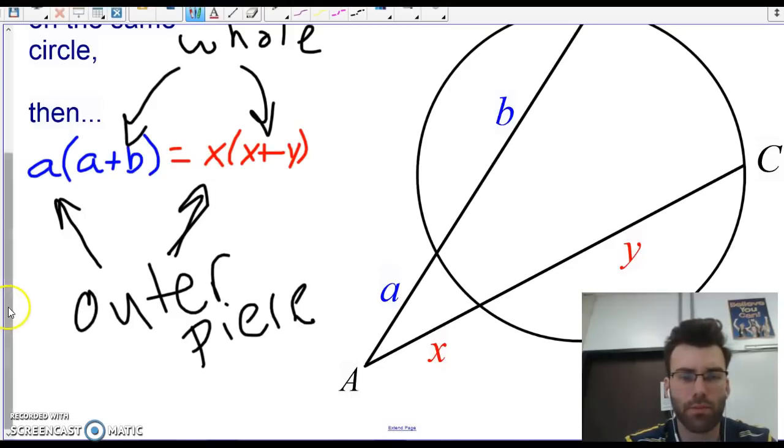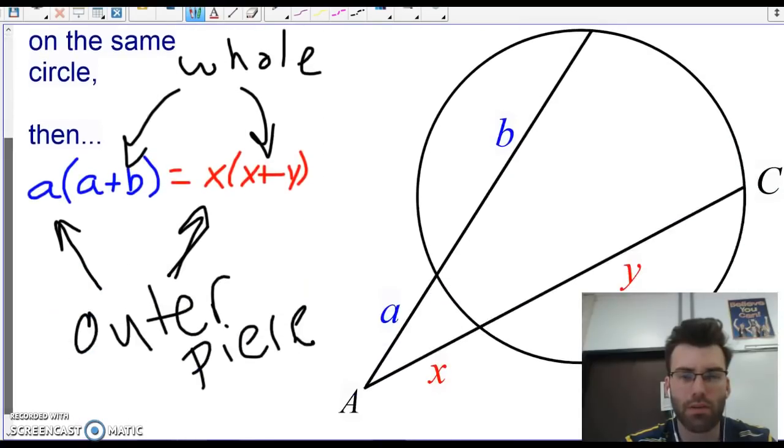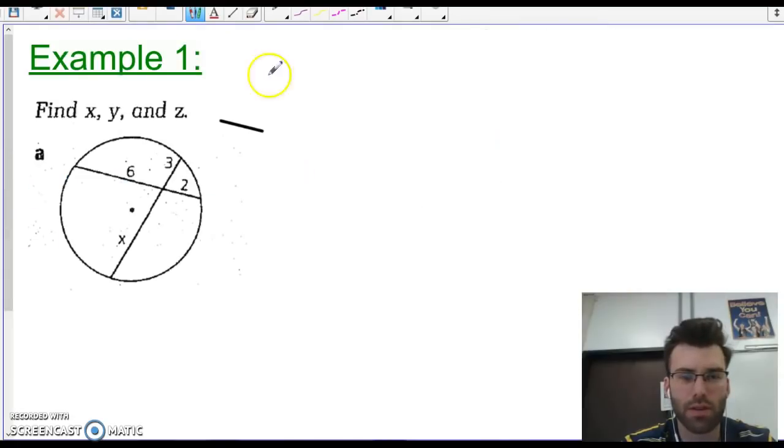All right, so our last one was a secant power theorem. Let's try some examples here. First example we're given. Here we go. Find x, y, and z.